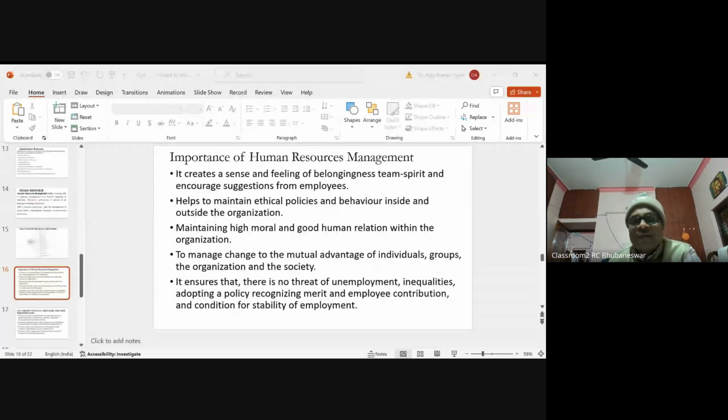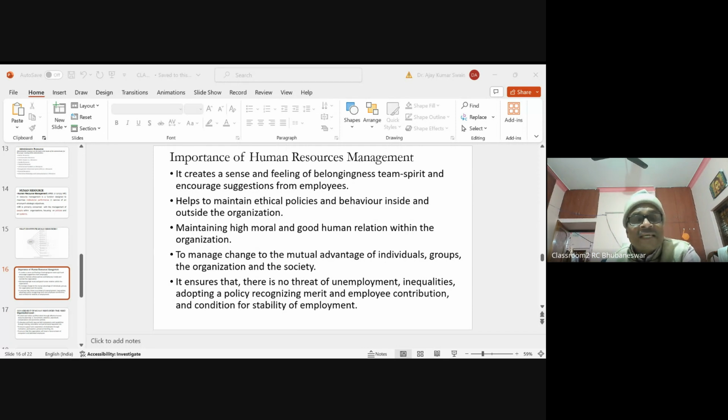So we should be aware about it and we should make aware our friends, teacher friends. Maintaining high moral and good human relation within the organization. We should work with team spirit and not disclose internal factors. So automatically the high moral and good human relation will develop in the school.